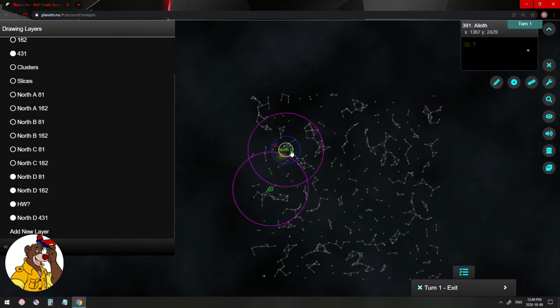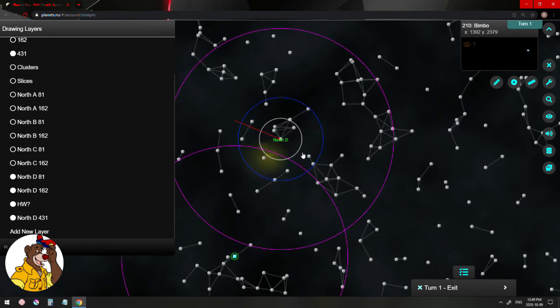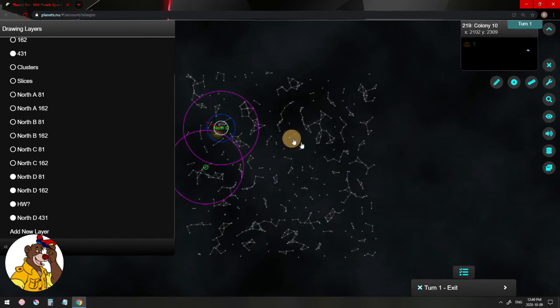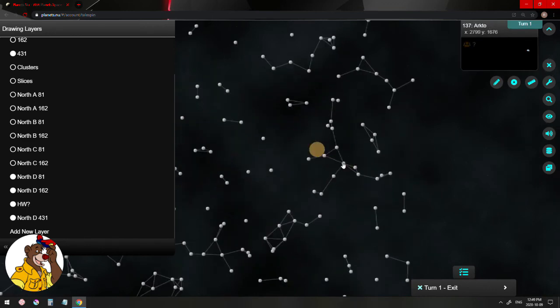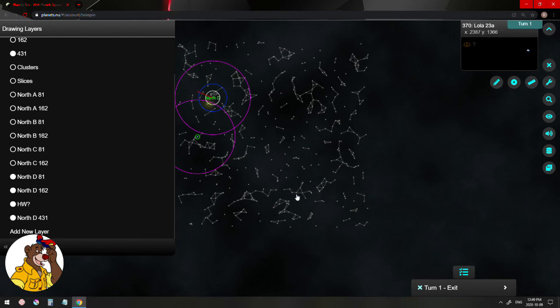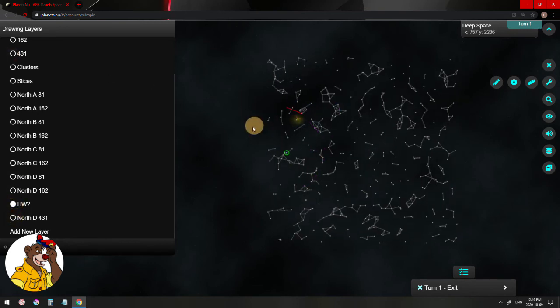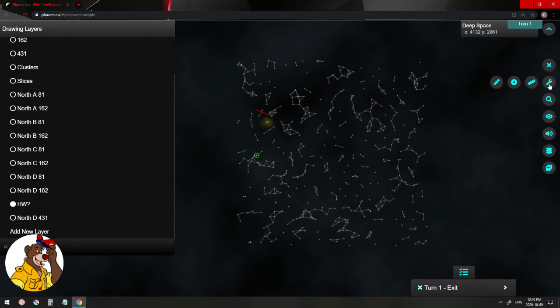Once you start verifying too, once you know exactly, if you've had a scan or shared intel, and you know exactly where homeworlds are, like say you get a shared intel of someone over here, well then you can start calculating homeworlds over here. So that is how you do the ring method.